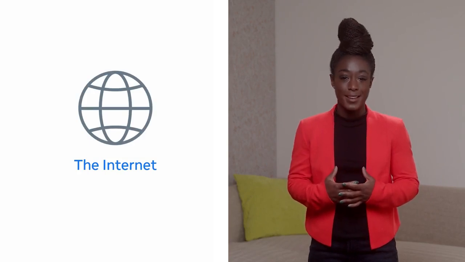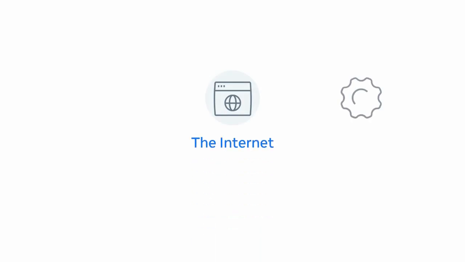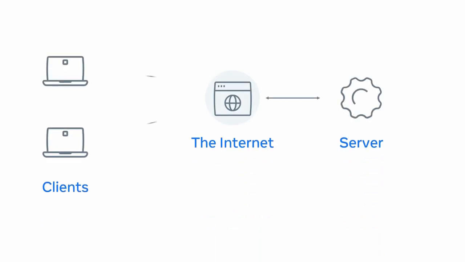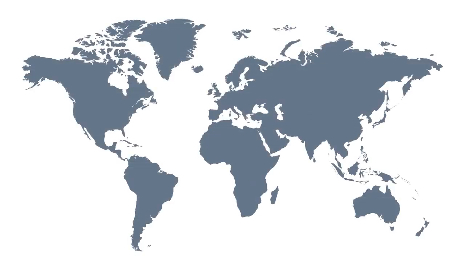It's called the internet. When we use websites or video streaming services on the internet, these are provided by computers called servers. Our devices are called clients. This is known as the client-server model. The internet connects the entire world.